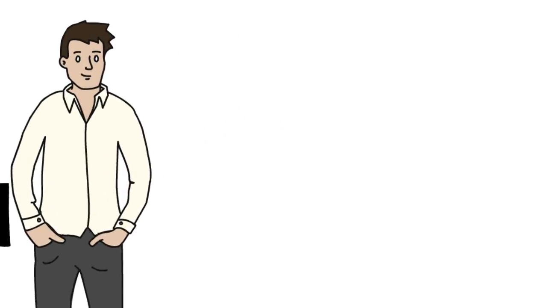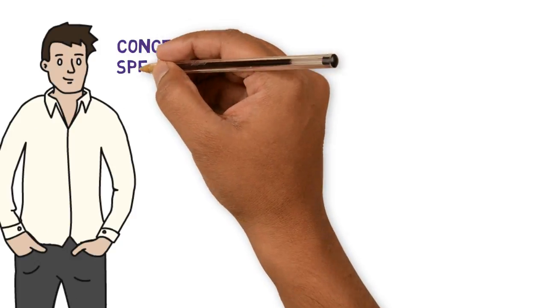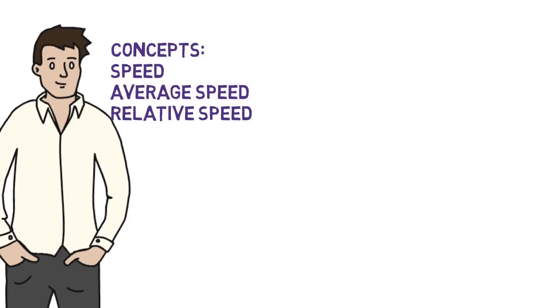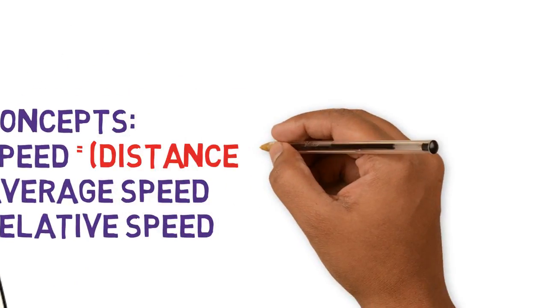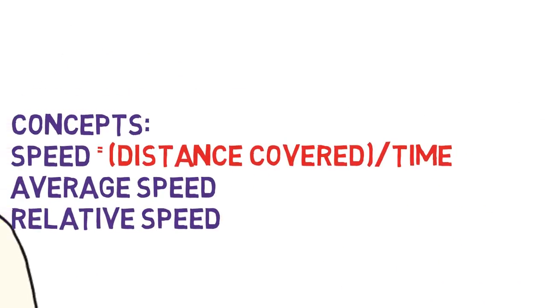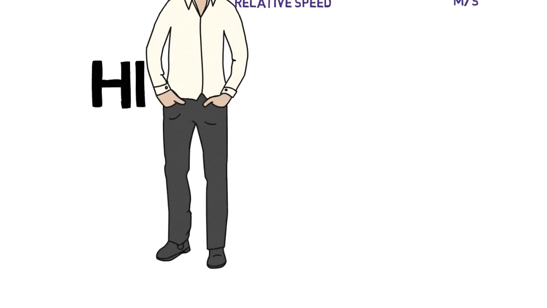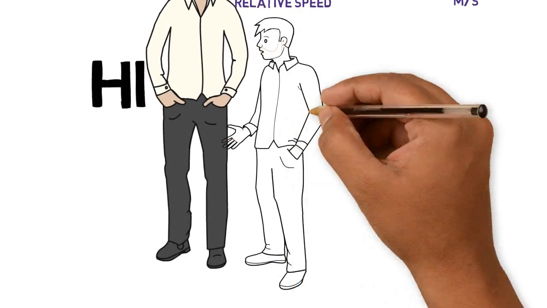In this video, we are going to learn about the concept of speed, average speed and relative speed. So let's start. Speed is defined as the distance covered per unit time. It is generally expressed in km per hour or meter per second. Then how to convert km per hour to meter per second?